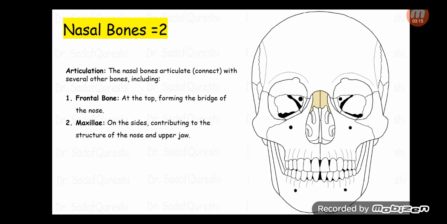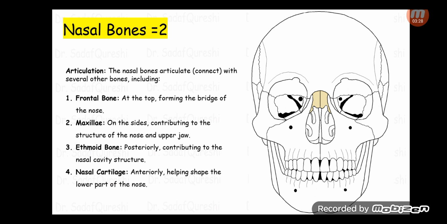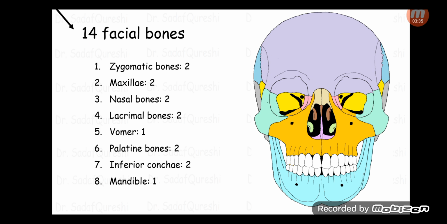They also articulate with the maxilla on the side, thus contributing to the structure of the nose and upper jaw. It also articulates with the ethmoid bone posteriorly, contributing to the nasal cavity structure, and it also articulates with the nasal cartilage anteriorly, helping shape the lower part of the nose.